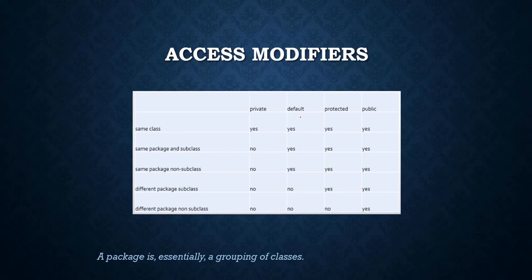Whereas public can be accessed anywhere, that is within the same class and the same package, by either a subclass or non-subclass, and in a different package it can be accessed by its subclass and also a non-subclass. So this is about the access modifiers.